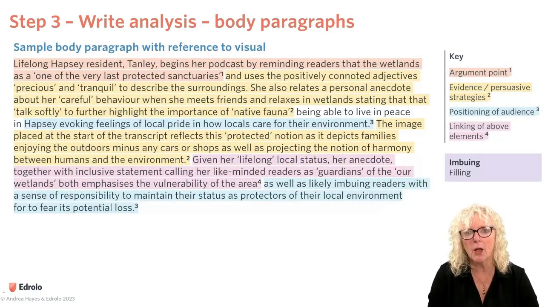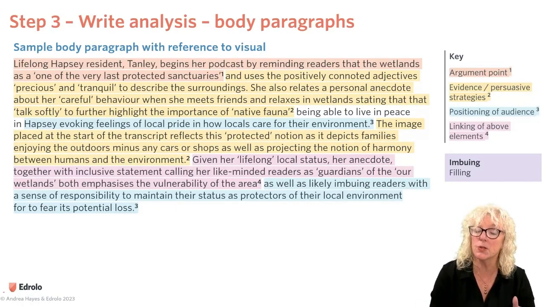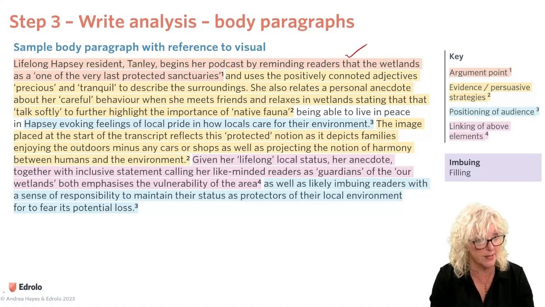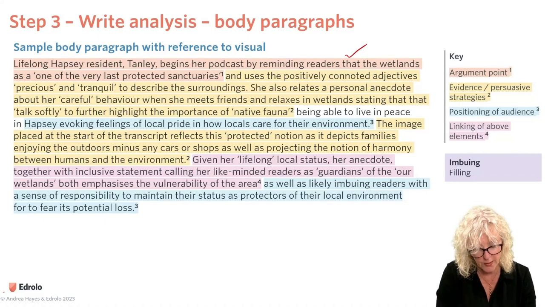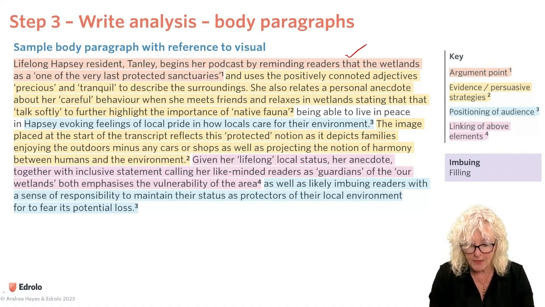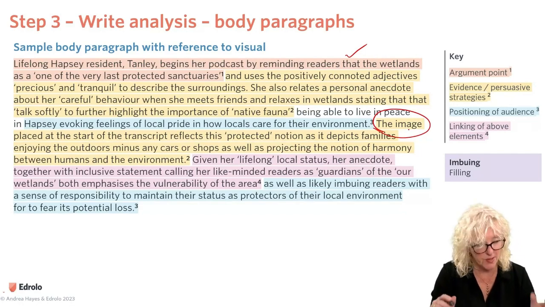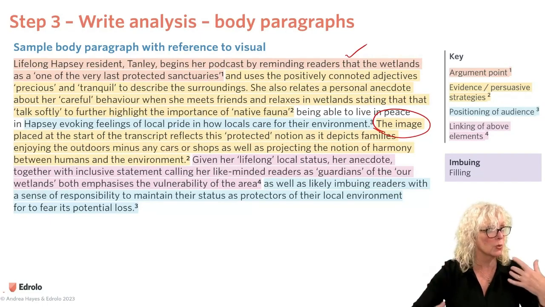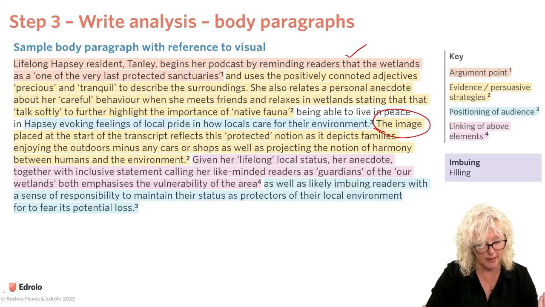Here's another example of a body paragraph. This body paragraph also includes a reference to the visual or one of the visuals. So here we have a topic sentence that introduces the argument at the start, followed by evidence of persuasive strategies. Then also a positioning of the audience. After this, we have the image. So this is the visual placed at the start of the transcript. It reflects the protected notion as it depicts. So it's linking it to a point made earlier.